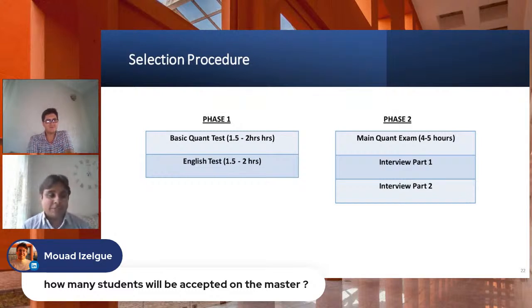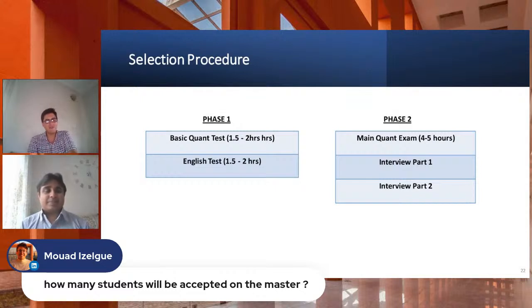I think Moad has the next question: how many students will be accepted in the master? Ahmad: Yes, this depends on how good the students we find are. If we find 40, we will take 40. If we find only 20, we will take only 20. What we are seeking is good quality students. This is the main thing for us. We will not say that we will take 50 students whether they are good or not. No, we want really good students who will follow this program.